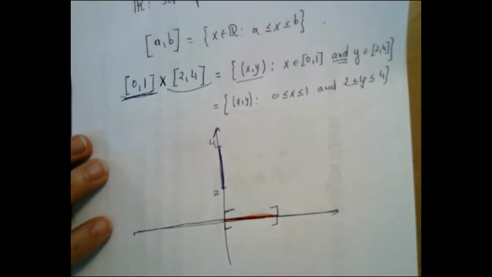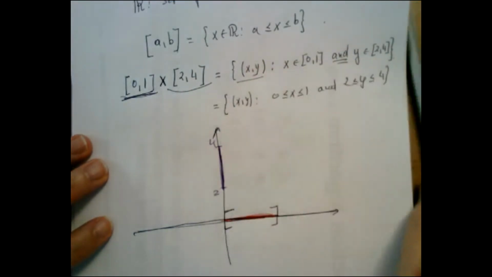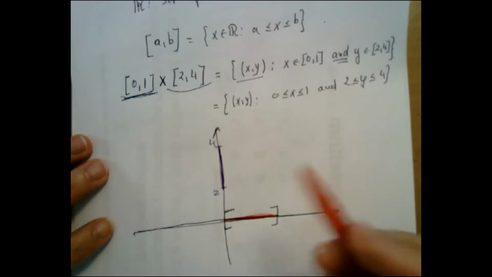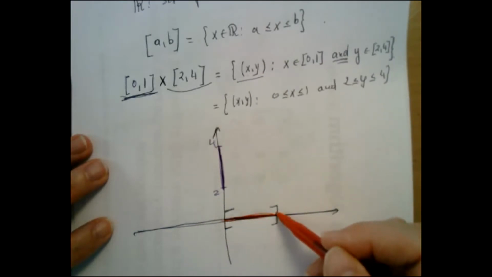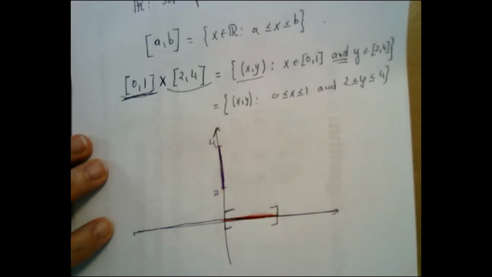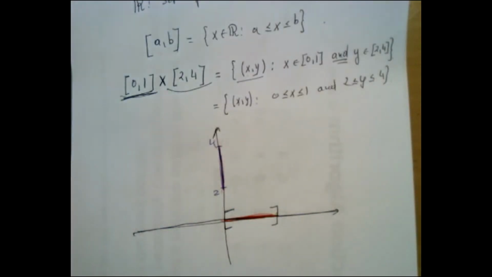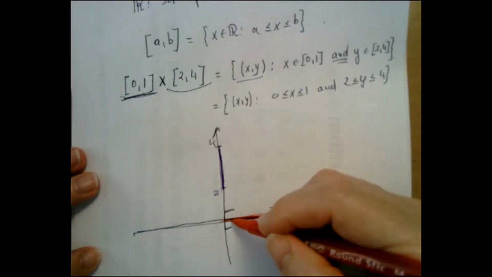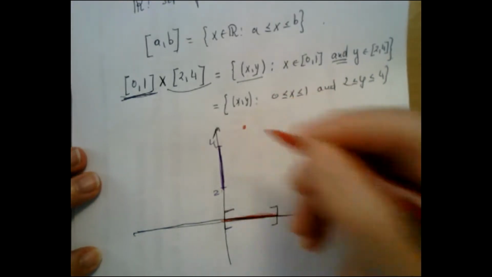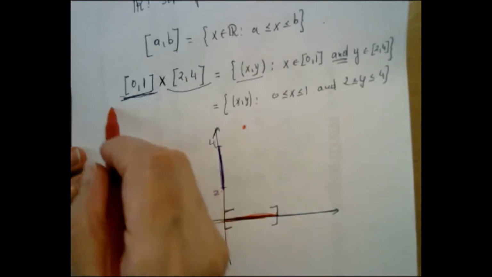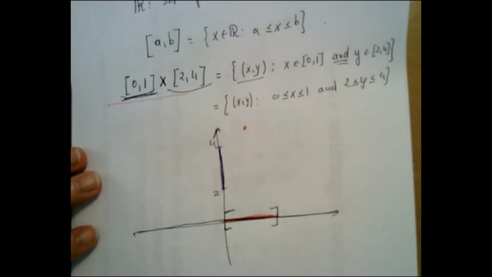Okay, and now what am I looking at? All the ordered pairs (x, y), so that x is in here and y is in here. So what do you think I'm going to get? If I take this point here, is this point in the Cartesian product? Yes or no? No, because it's not in either. It has to be in both of the regions.